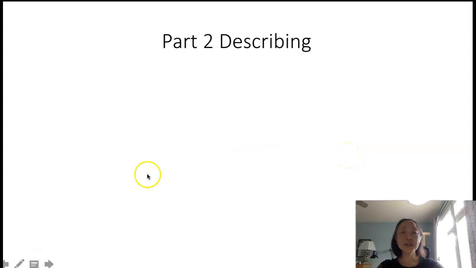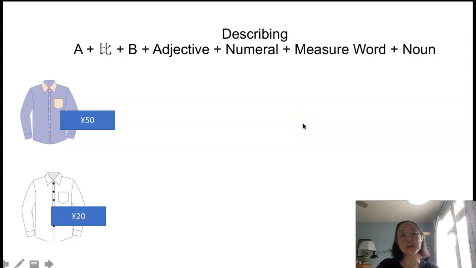好, we continue. Part 2, describing. So for this part, you need to focus on two grammar points. The first one is A比B adjective number plus measure word plus noun. So based on this illustration, can you use this structure to describe these two shirts? Okay, you can pause my video, ask yourself this question.